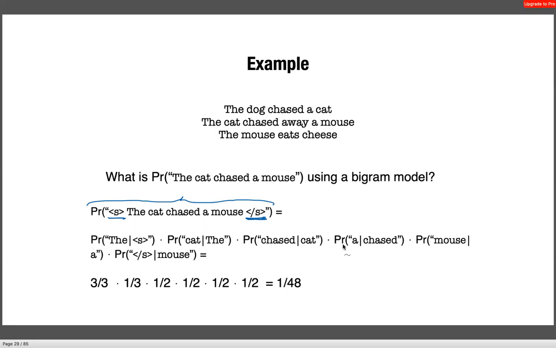Similarly, let's look at, say, the probability of a given chased. So chased a, how many times does chased a appear in this particular corpus? Just once, right? And then you want to divide by the count of chased. So how many times does that appear? Just twice, right? So the denominator is 2, the numerator is 1, so you have half. So that's it. This is the probability of the sentence the cat chased a mouse using a bigram model.